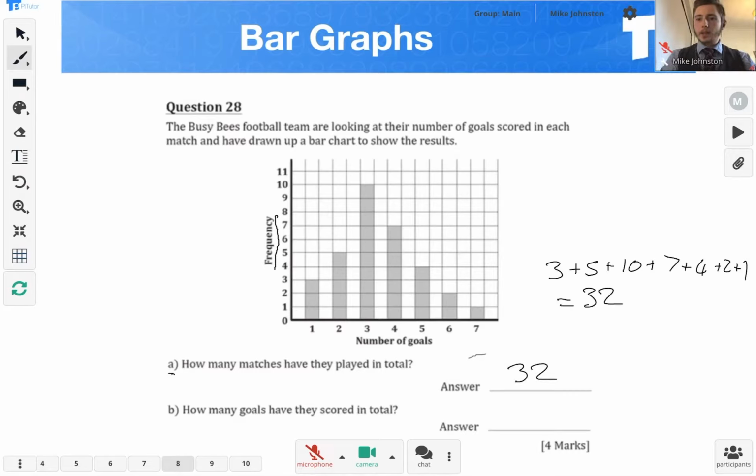Okay, so then how many goals have they scored in total? This is a little more complicated but very similar. If they've scored 1 goal in 3 matches, that counts for a total of 3 goals. But then in the next category, they've scored 2 goals in 5 matches, that counts for 10. So we're basically just doing the number of goals times the frequency, and then adding them all together, like we did before.